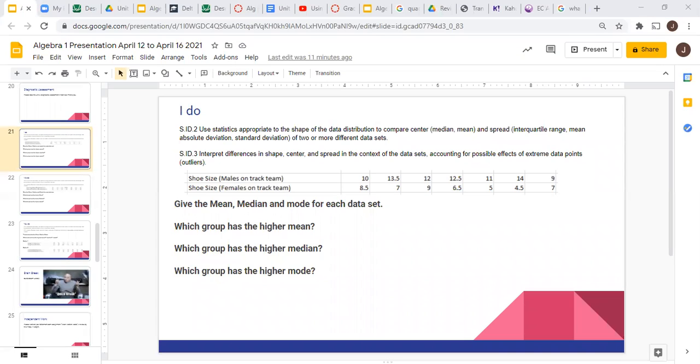This is a quick tutorial on mean, median, and mode. Here we have some data on shoe size for males on the track team and the females on the track team. We're going to compare the data in terms of their shoe sizes.